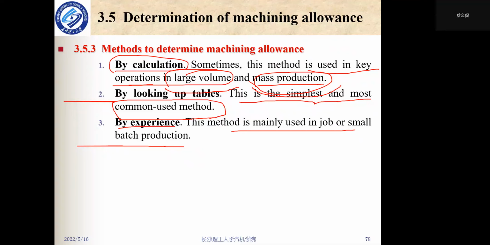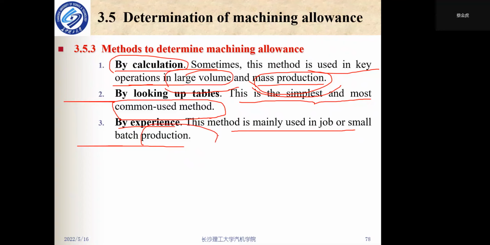Because combining with specific machining method, the machining allowance is obtained by looking up the handbooks of machining process. If necessary, the data got from handbook should be modified. And the last method is by experience. Machining allowance is determined by experienced engineers. This method is mainly used in job and small batch production.